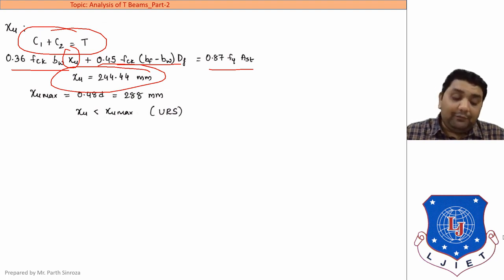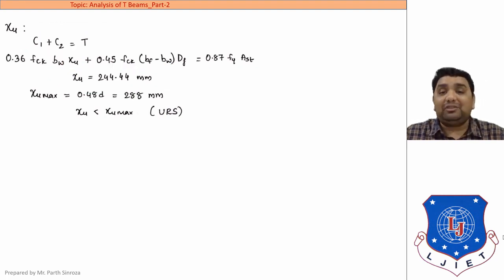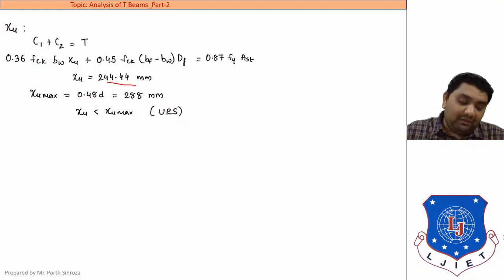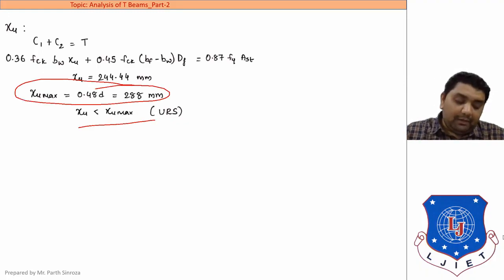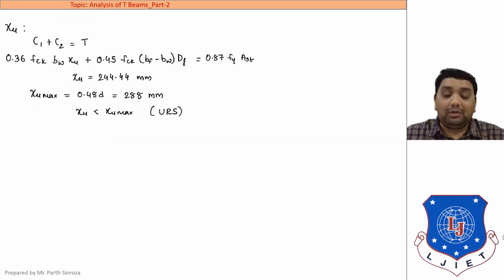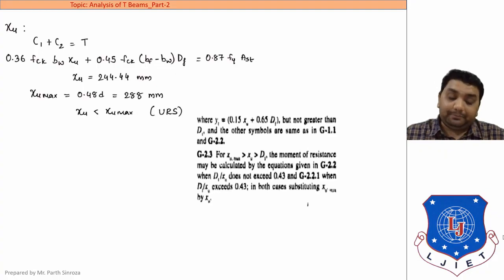Clear? Now we'll be finding xu max. xu max, again from the same case as we have used in the previous sums and previous chapters, we will be getting from page number 70. So from page number 70 we get this answer and we can get the relation that xu is less than xu max. Now coming on to the third case that we need to refer.